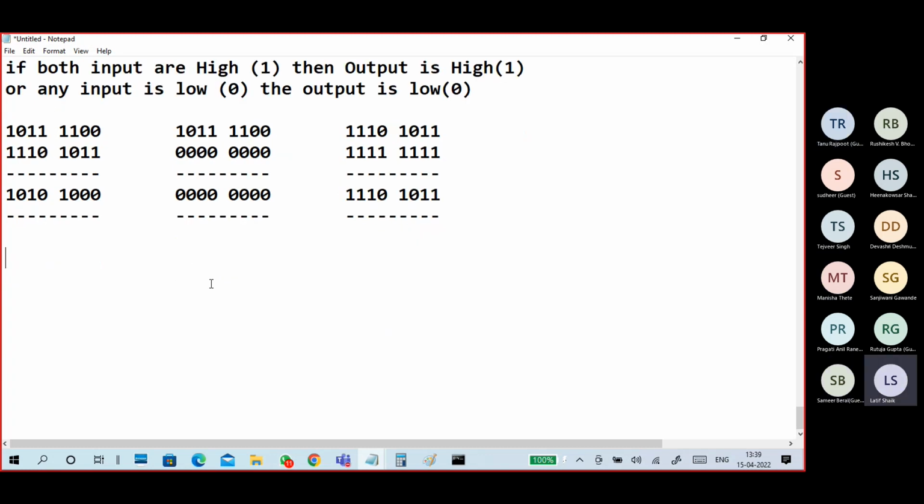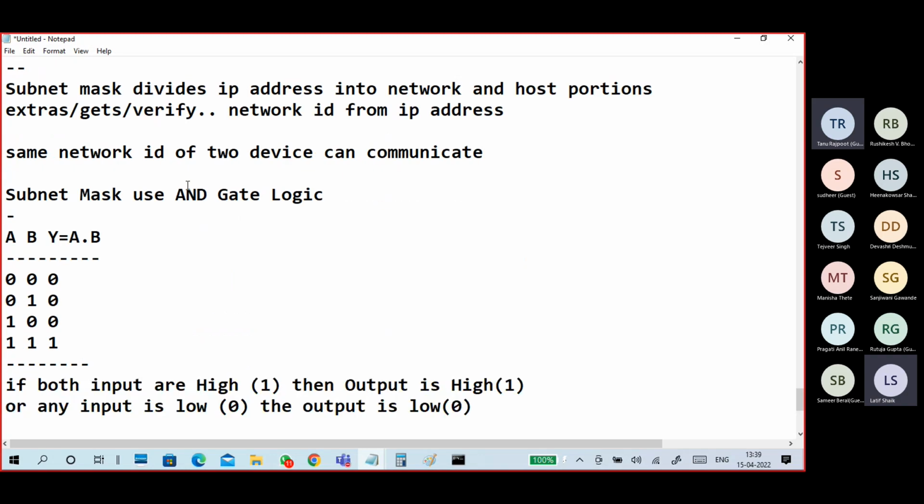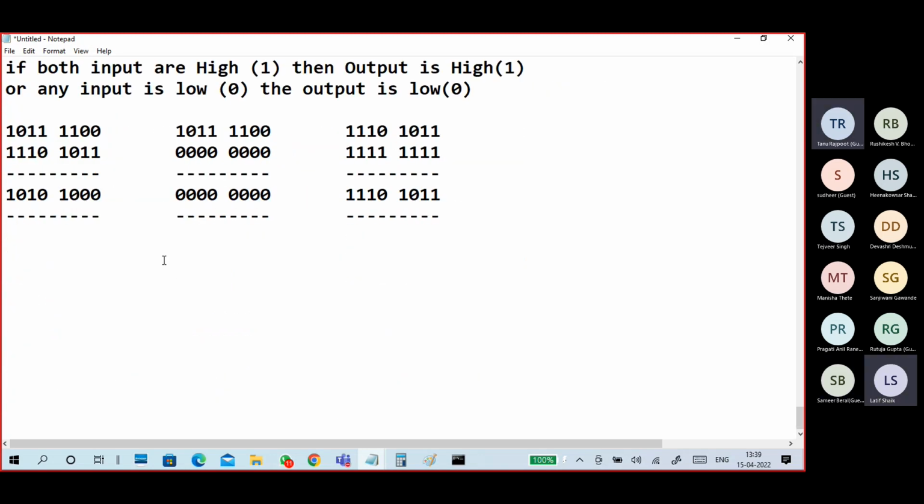So here I'm trying to show how to get the network ID from your IP address. I'm writing a simple IP address here: 192.168.20.40. What is the default subnet mask? 255.255.255.0.